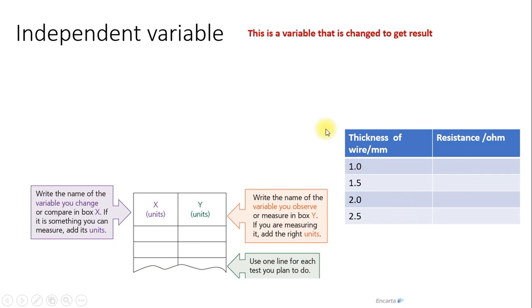Independent variable. This is a variable that is changed to get a result. We keep altering the variable here to be able to get our result. In this case, we have different thickness of the same kind of wire, like what we have here: 1.0, 1.5, 2.0, 2.5. You can observe that we keep changing the thickness, and from there we can collect measurements for the resistance of the wire in ohm.